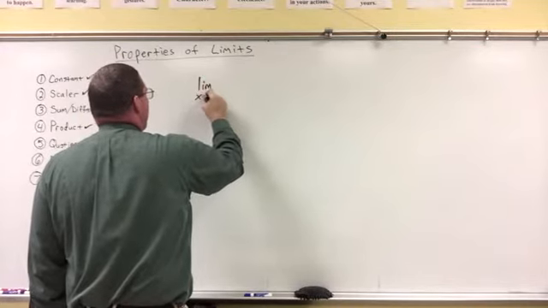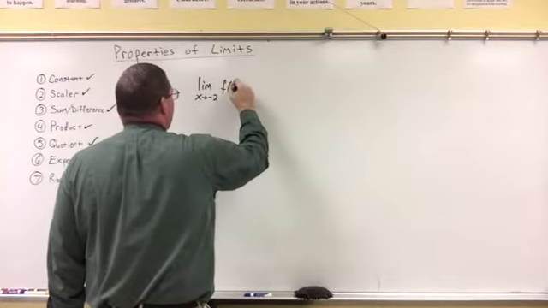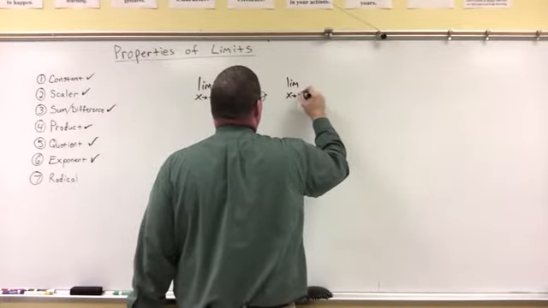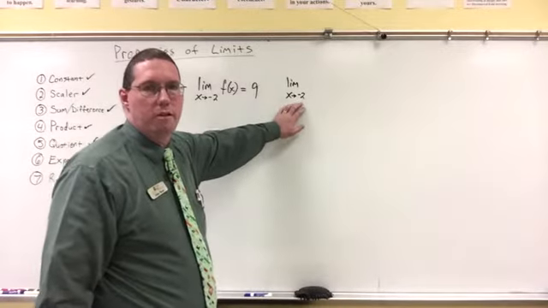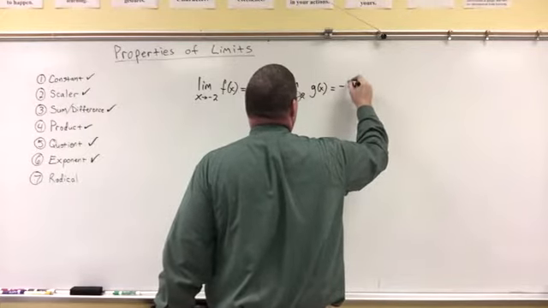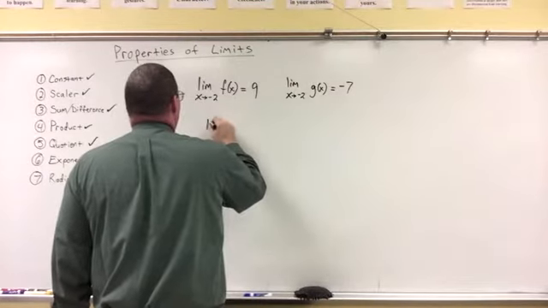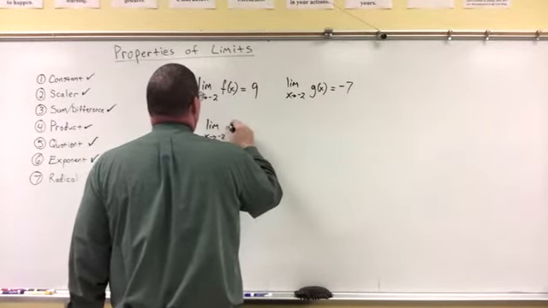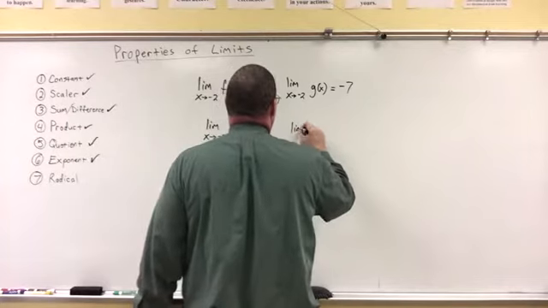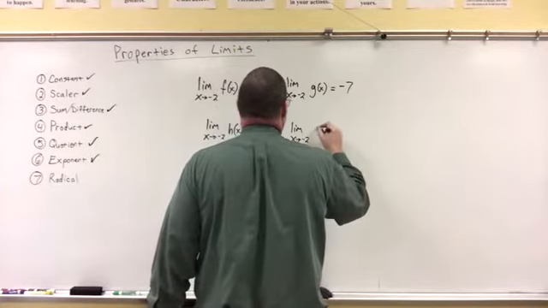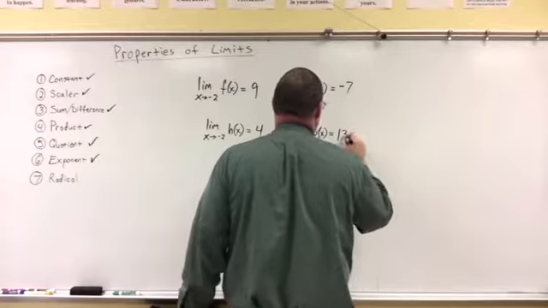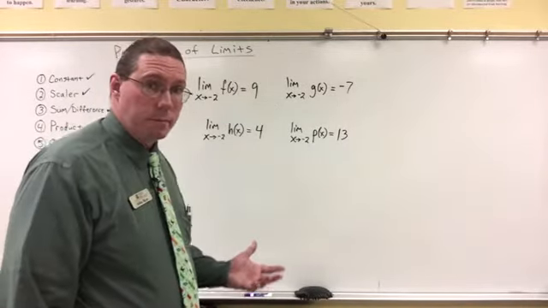You'll be given a bunch of answers to limits that are not specified analytically. You'll have like the limit as x approaches negative 2 of f of x is equal to 9. And then you'll be told that the limit as x approaches negative 2, now, they'll always be the same approaches, you'll have the same approaches number, the limit as x approaches negative 2 of g of x is negative 7. And then the limit as x approaches negative 2 of h of x is 4. And then the limit as x approaches negative 2 of p of x, let's say, is 13. Okay?